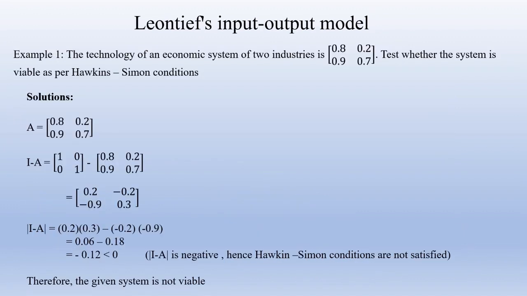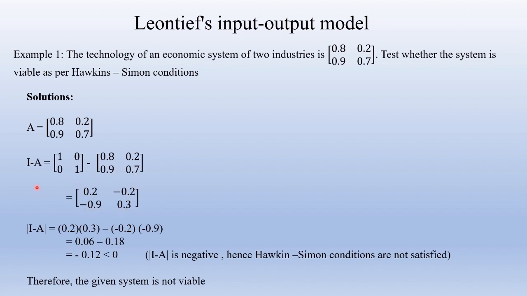Let's see some examples. Example 1. The technology matrix of an economic system of two industries is this. Test whether the system is viable as per Hawkins-Simon conditions. Solution. A is this. I unit matrix minus A is equal to this. Subtracting, we get 1 minus 0.8 is 0.2. 0 minus 0.2 is minus 0.2. 0 minus 0.9 is minus 0.9. 1 minus 0.7 is 0.3.